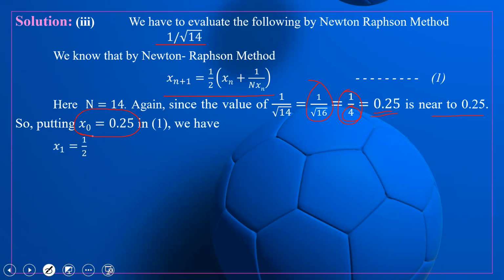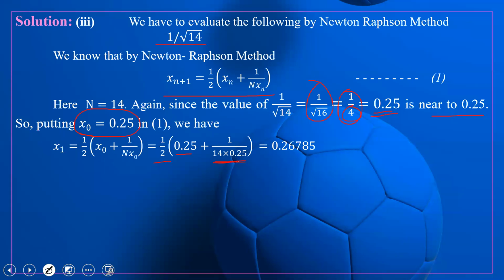So what is x1? x1 is equal to 1 upon 2 times (x0 plus 1 upon n x0), which is equal to 1 upon 2 times (0.25 plus 1 upon 14 into 0.25), where n is equal to 14 and x0 is equal to 0.25. If you simplify it, we are getting 0.26785. Now it is our x1. So again we put this value in our formula.